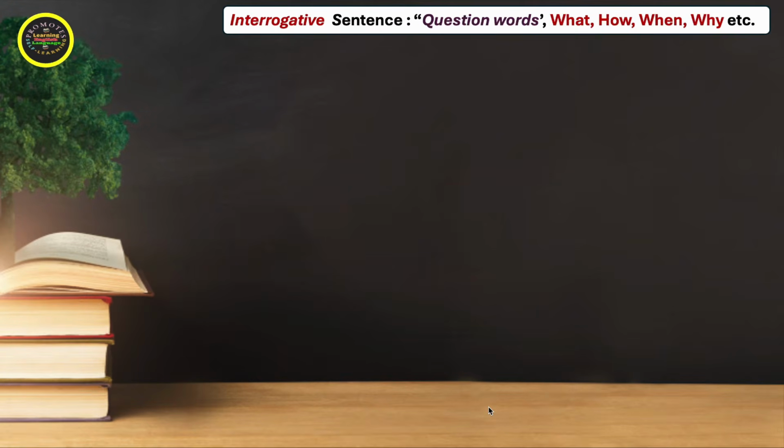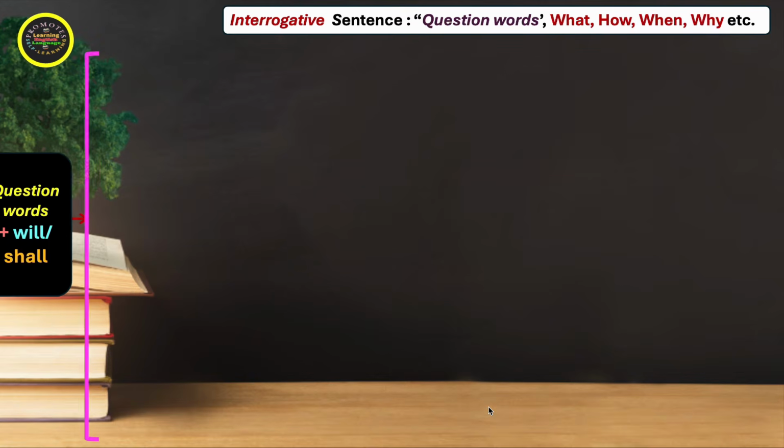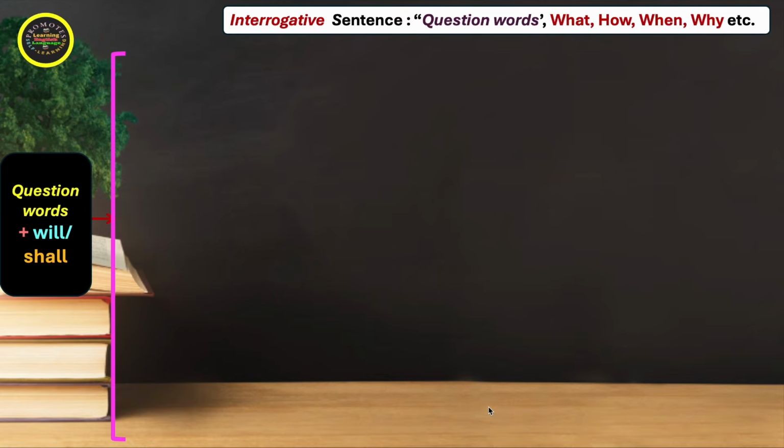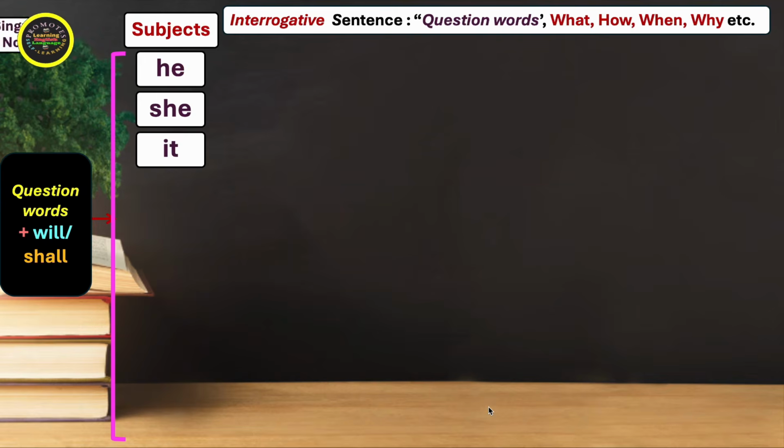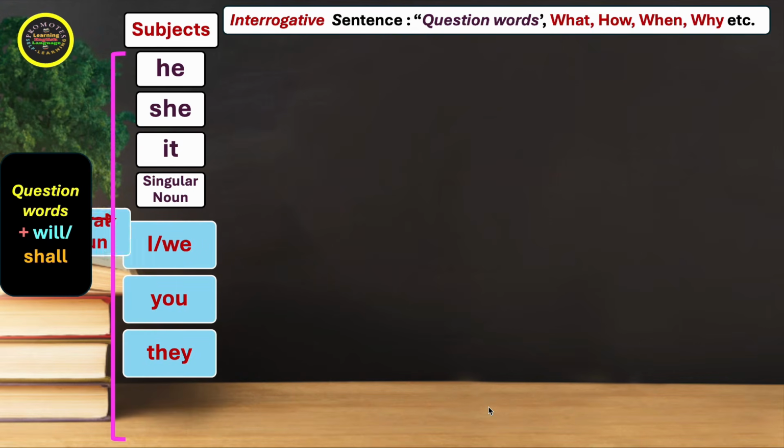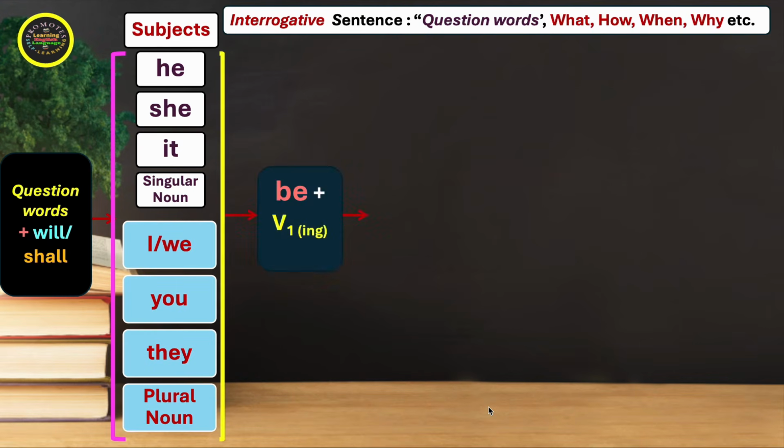Interrogative form of sentence with question words like what, how, when, why, etc. In this case, question words come first, after that will or shall. And then we have subjects like she, it, singular noun, I and we, you, they, and plural noun. And then we use be plus the first form of the verb with ing. And then we have objects or other words.